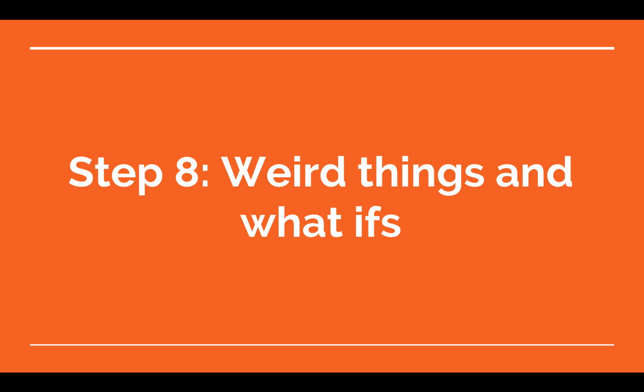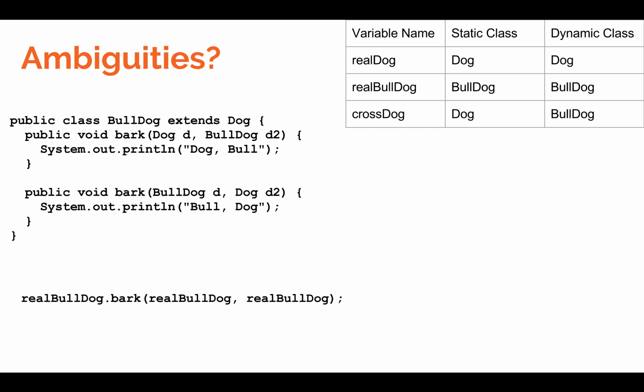Weird things and what ifs. What if you have ambiguities? What if you have something like this? In the bulldog class, which extends dog, you have a bark method that takes in a dog and a bulldog. So in that order, remember, order matters. It takes in a dog and then a bulldog. And then you have another bark method that takes in a bulldog and a dog. Okay?